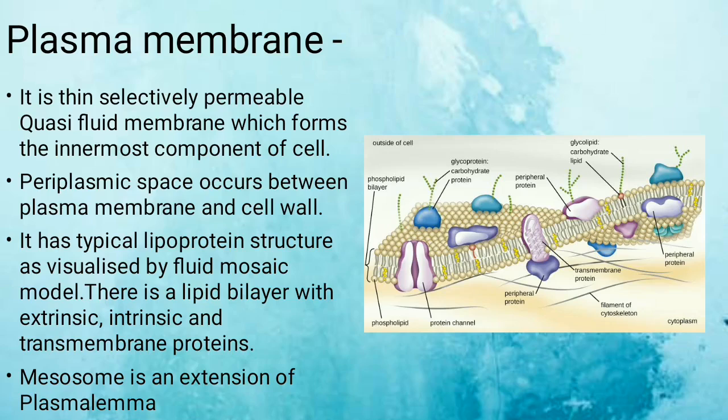Periplasmic space occurs between plasma membrane and cell wall. Mesosome is an extension of plasmalemma. Mesosome is a convoluted multilaminated membranous structure which is formed by invagination of plasma membrane.